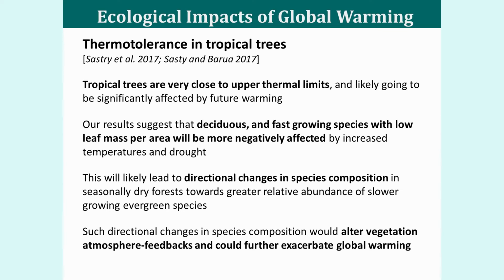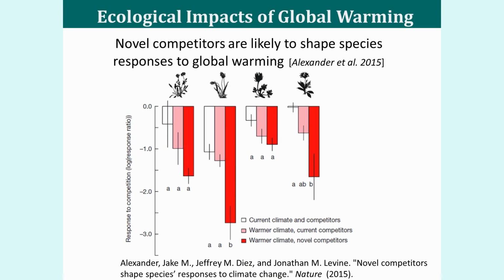This is particularly important because such changes in species composition can also alter important atmosphere-vegetation feedbacks, which could further exacerbate global warming. More recent studies have been stressing that it's important to go beyond looking at just single species and also understand how interactions of species are going to be altered in future climates with global warming.